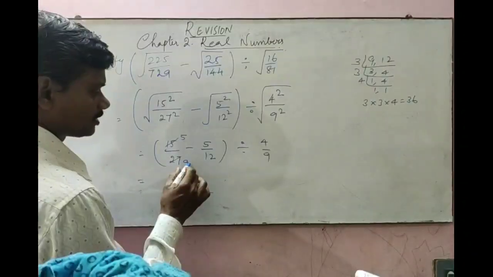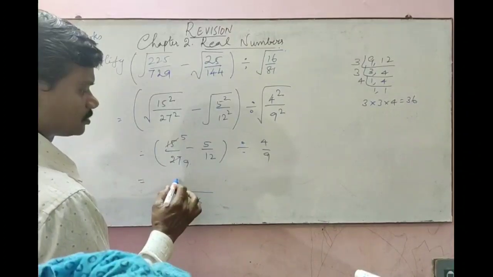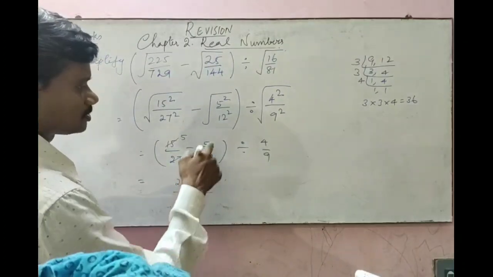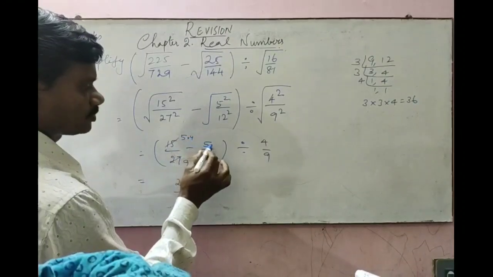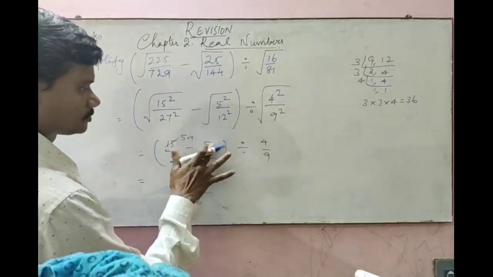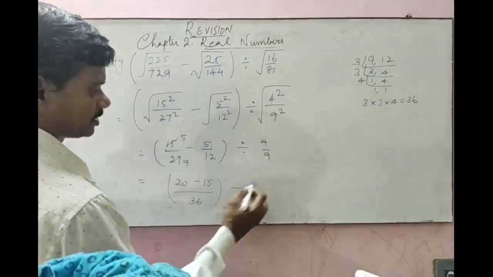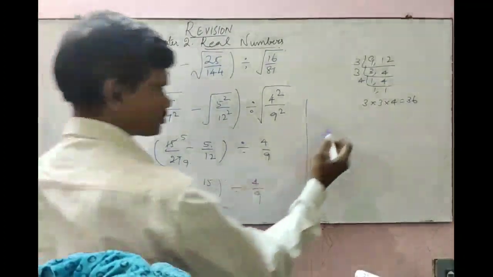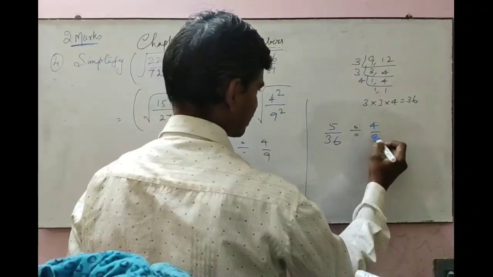Here I am going to multiply with the 4. Then only you get 36. So 5 into 4, 20 minus 12 into 3 gives 36. Like that 5 into 3 gives 15. Here you have to multiply with 4. Here you have to multiply with 3. Again divided by 4 by 9. 20 minus 15 gives 5. 5 by 36 divided by 4 by 9.